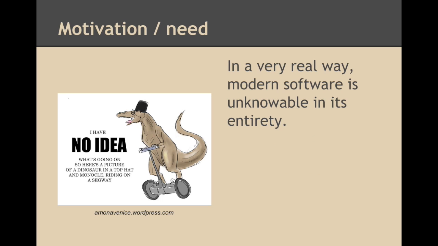Modern software is unknowable in its entirety. No one person can know everything there is to know about Windows 7. It just doesn't exist. And that should really be scary, because you're putting your life on the line in a very real sense with the Boeing 777 or other fly-by-wire aircraft. You're putting your life on the line with their software. And are you sure that it's written right?